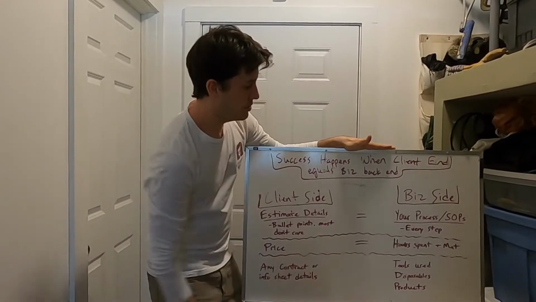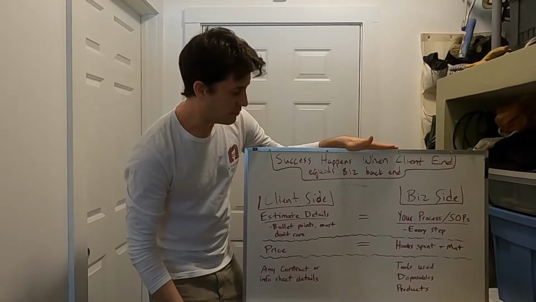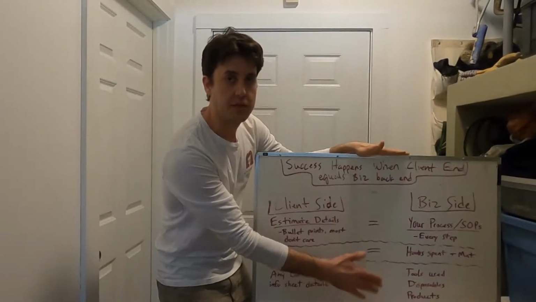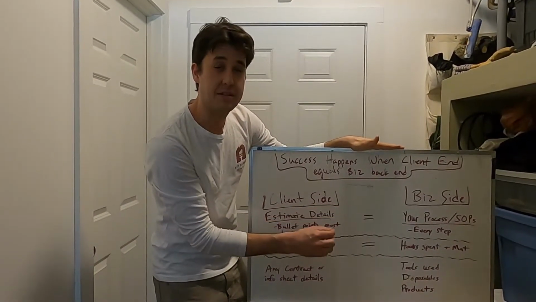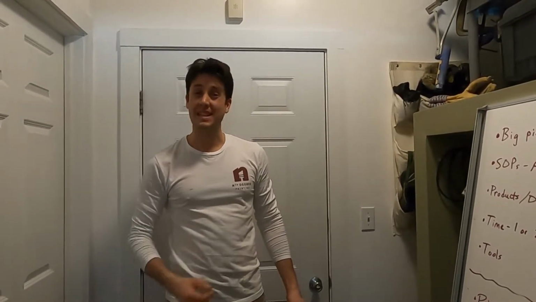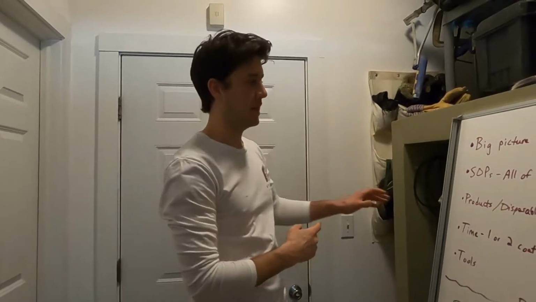On this side, you also need to know what tools you use, what disposables you're going to go through, what inventory, and what products. So all of that needs to be very clearly listed for every single thing you do. All right, now we're going to get in the weeds a little bit and talk about exactly what you need to write down and encode while you are painting a simple door like this.